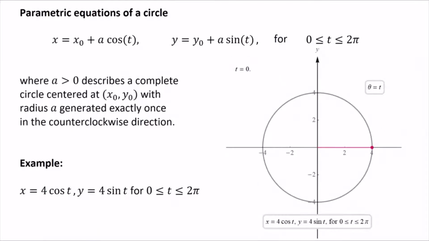Because x equals 4 cosine t and y equals 4 sine t, we can think of t as the angle theta measured from the positive x-axis. As t, or the angle, increases, we trace the circle in a counterclockwise direction, and we have completed one full revolution when we get to t equal to 2 pi, or approximately 6.28.